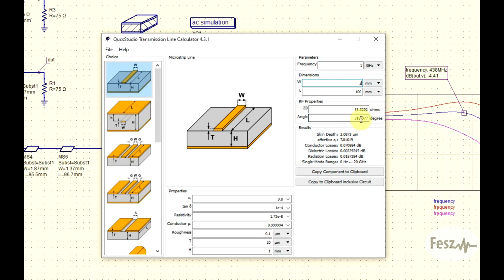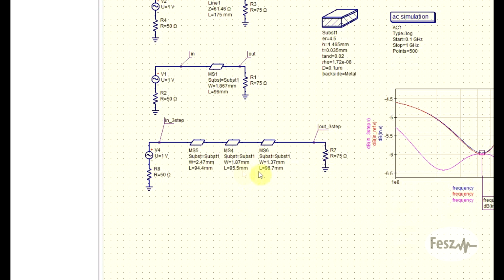So if you always want to get the same electrical length, for example 90 degrees for a quarter wavelength long transmission line, you will need to slightly change the physical dimension for each desired impedance. That is why in my 3-section transformer, each section has a different length. The differences are not huge. Here it's only a few millimeters, but it's still an important aspect to keep in mind to get the best results.